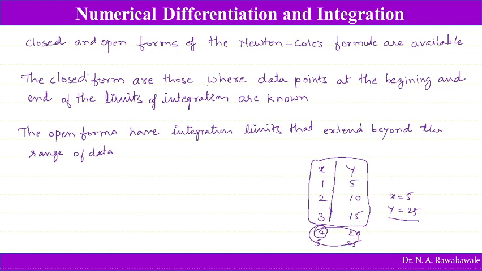So for example, if we want to find out what is the value of y at x is equal to 1.5, so at x is equal to 1.5, the y value is not known. If we find out the y value at x is equal to 1.5, that is known as interpolation. And if we find out something beyond this limit of data, that is called as extrapolation.